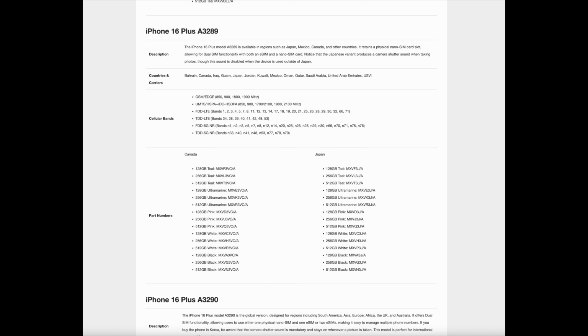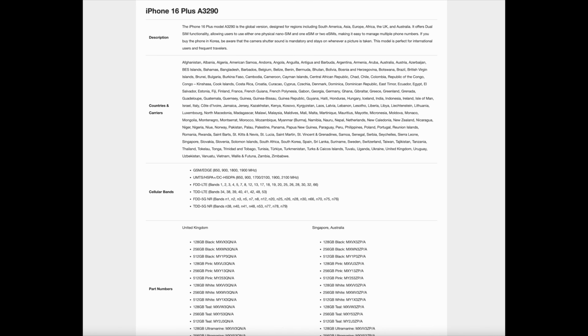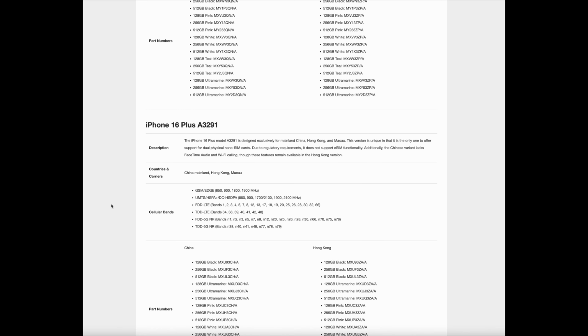The iPhone 16 Plus model A3290 is the global version, designed for regions including South America, Asia, Europe, Africa, the UK, and Australia. It offers dual SIM functionality, allowing users to use either one physical nano SIM and one eSIM, or two eSIMs.